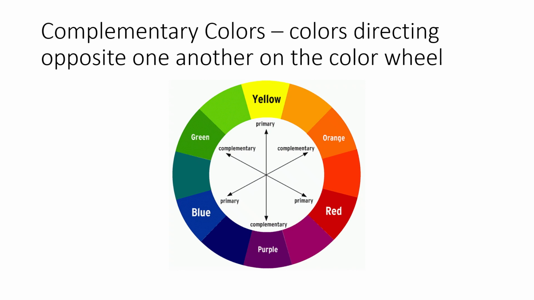Mixing a color with its complementary will result in a desaturated version of the original color. Mix in enough of the complementary and you'll get a neutral shade of brown or gray.